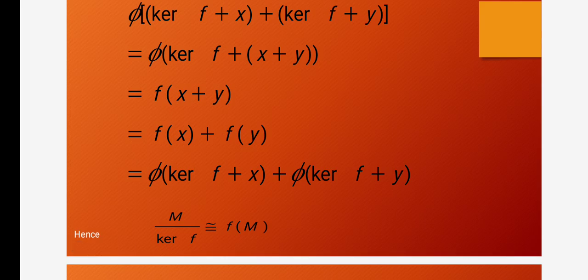Hence proved: M upon kernel f is isomorphic to f of M.